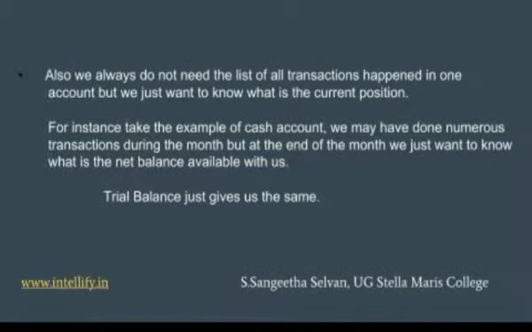Also, we do not need the list of all transactions that happened in one month. Imagine this example, that is, in the cash account, in one month you may have done n number of transactions, but at the end of the month you need only the current net balance. During the month, you might have paid cash for purchases, received cash for sales, paid for expenses, received incomes, etc. But at the end of the month, these do not count. You just need the balance. So, a trial balance just gives you the same.